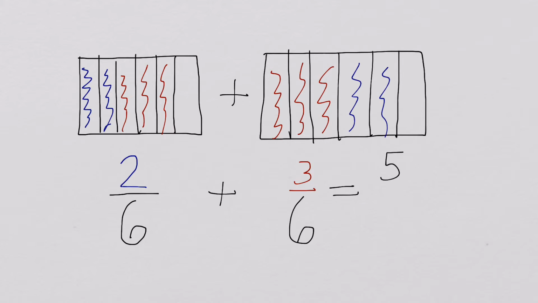So it will be 5/6. That is 2/6 plus 3/6. As you can see, all we did, once again, was add our numerators, 2 plus 3 equals 5, and keep our denominators the same. Alright, let's try one more and see what happens when we come up with an improper fraction.